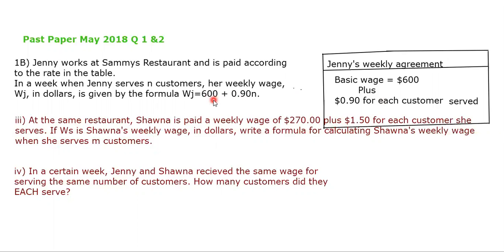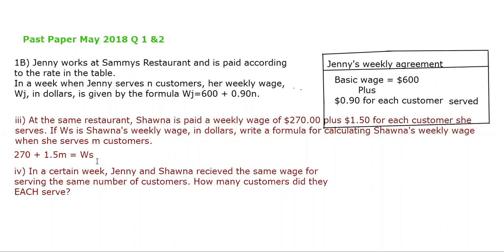Because for Jenny's weekly wage, her wage was $600, and then she got 90 cents per customer, and she had N customers. The same thing applies here. So thus, the formula would be 270 plus 1.5. You don't have to put the 0 because it's the same thing, right? 1.5 M, and that's equal to WS. Now, please bear in mind the J and the S right here, they're subscripts, right? So, you know, they're the little things at the bottom.